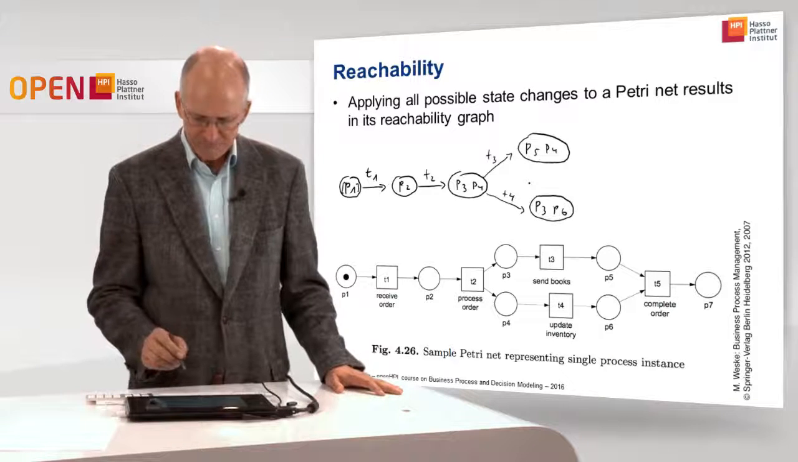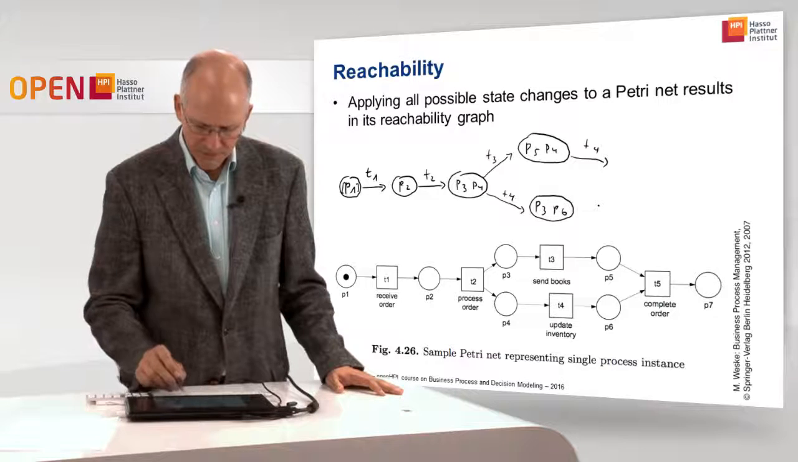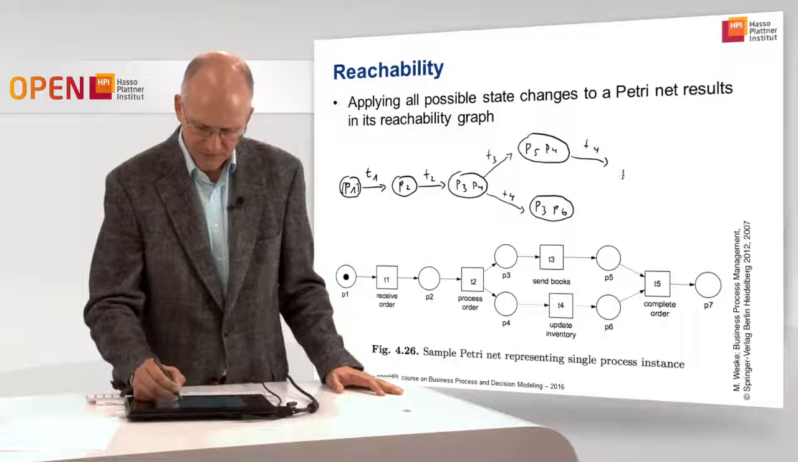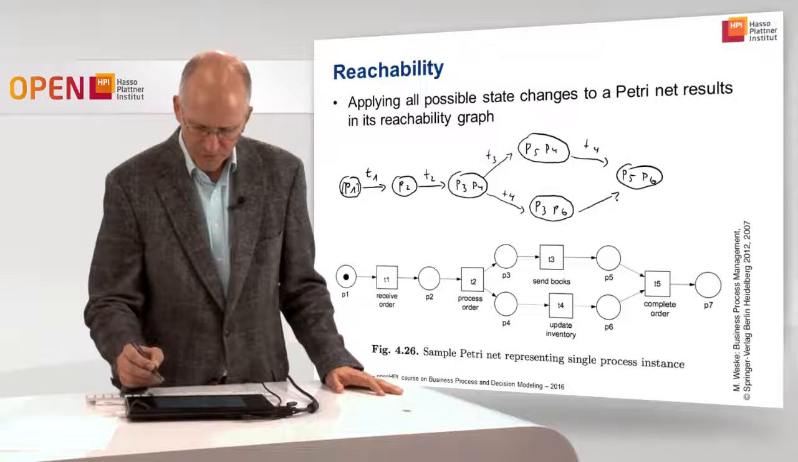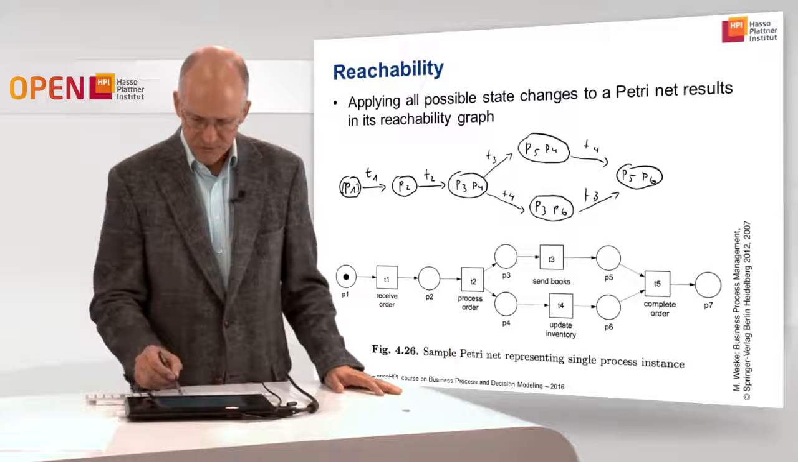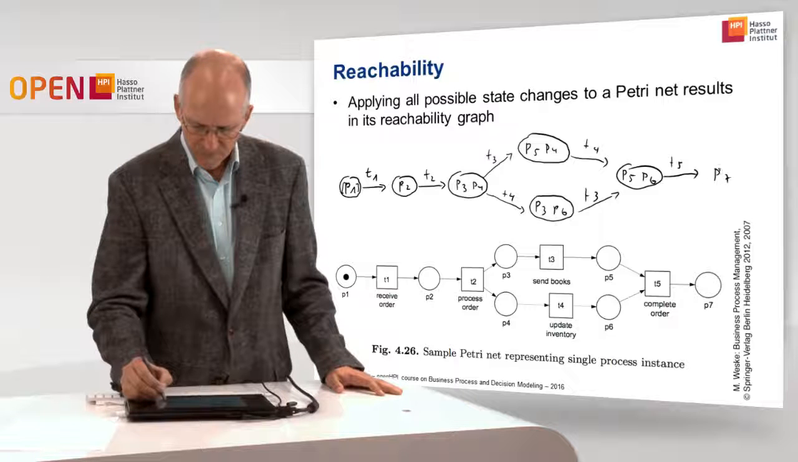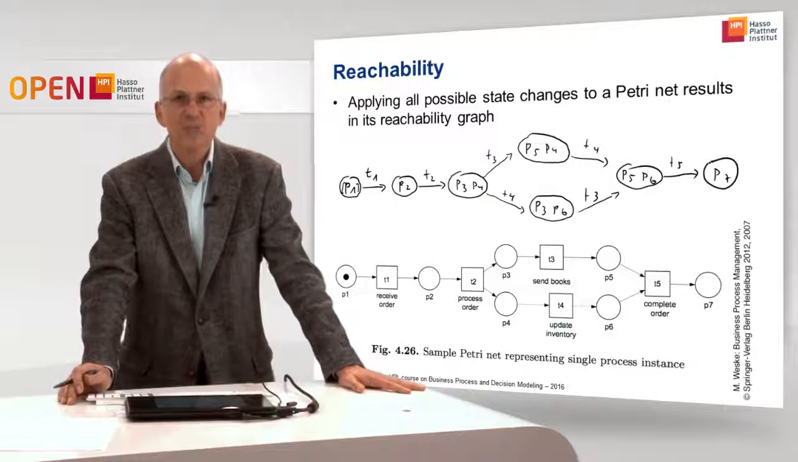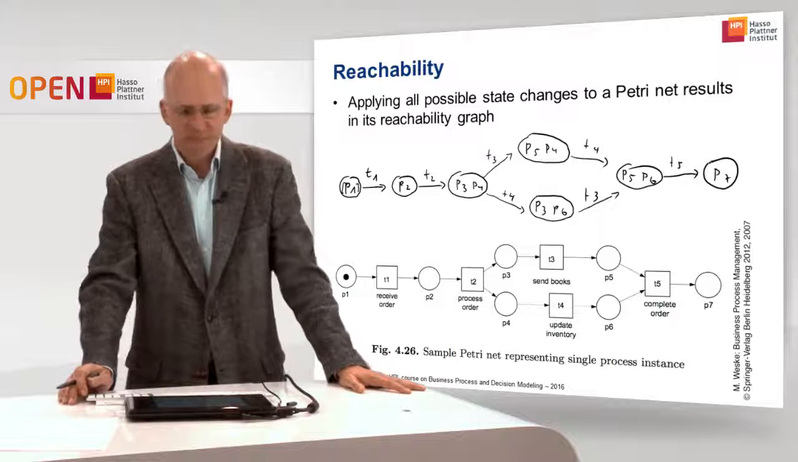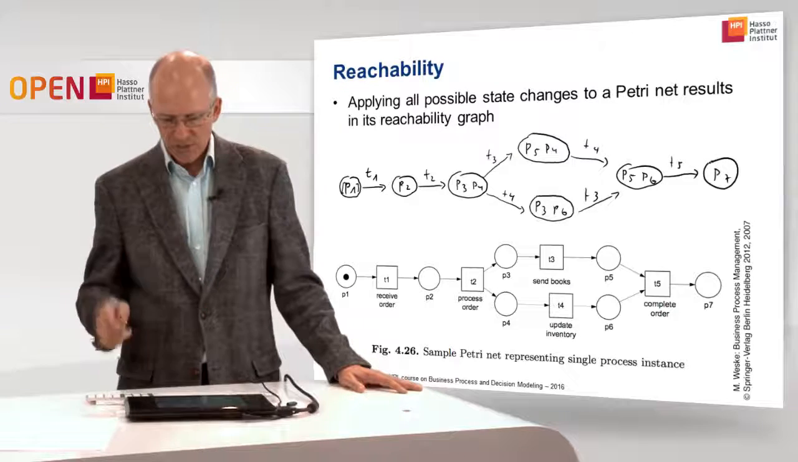And then after T3 has fired, T4 can fire, and that brings us to P5, P6. And we also reach P5, P6 if T3 fires here. At that point, we have tokens in P5 and P6, so that T5 can fire, and we end up in P7. That's the reachability graph of this Petri net. It shows all states that are reachable by this Petri net, and it also tells us which transitions are used to achieve the respective state transitions.